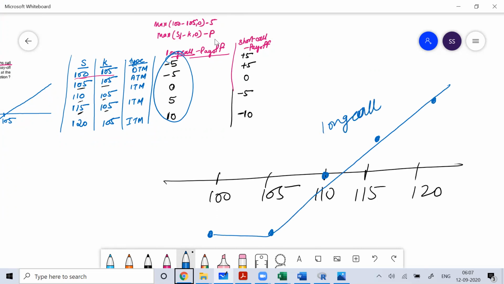Similarly, you can do the payoff diagram of short call. So this is 5, this is 5, then this is 0, then this is negative, then this is negative. This is the payoff diagram of short call.